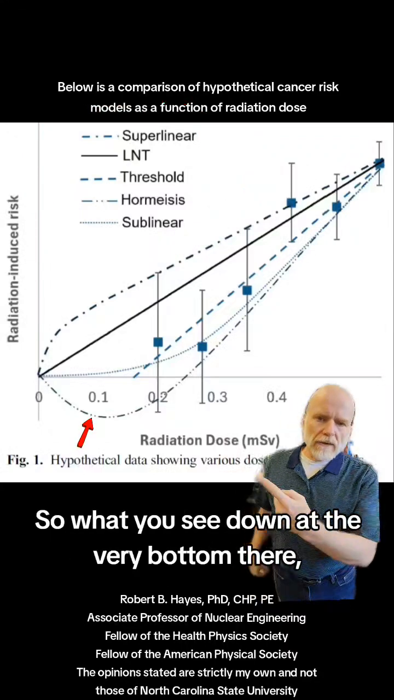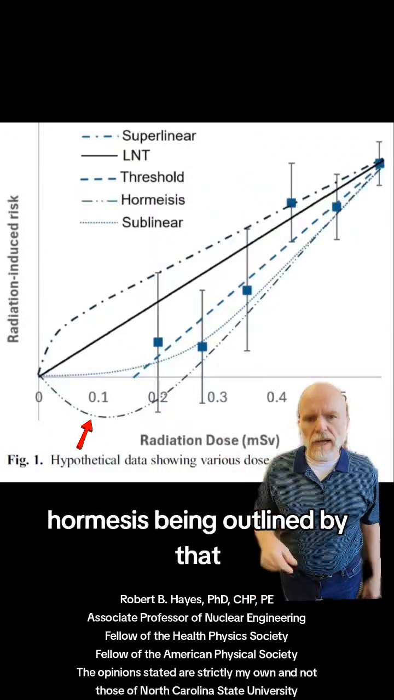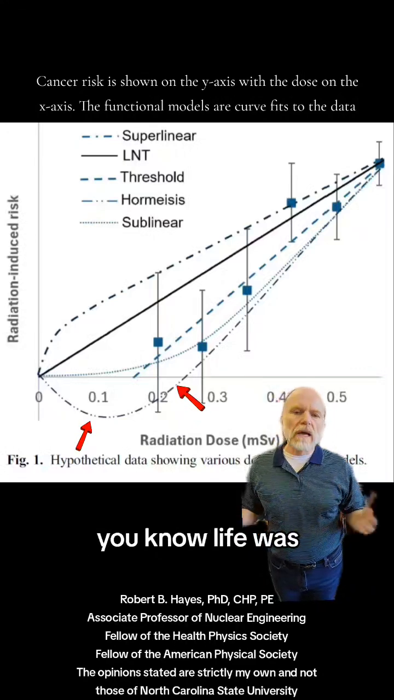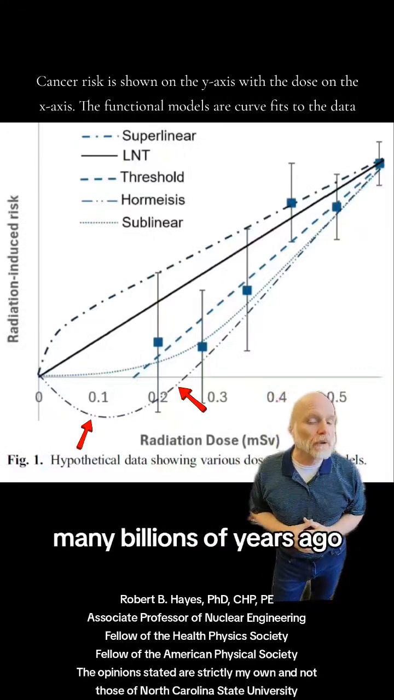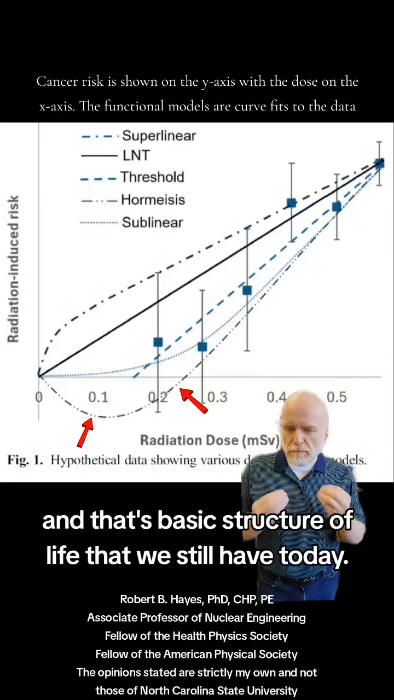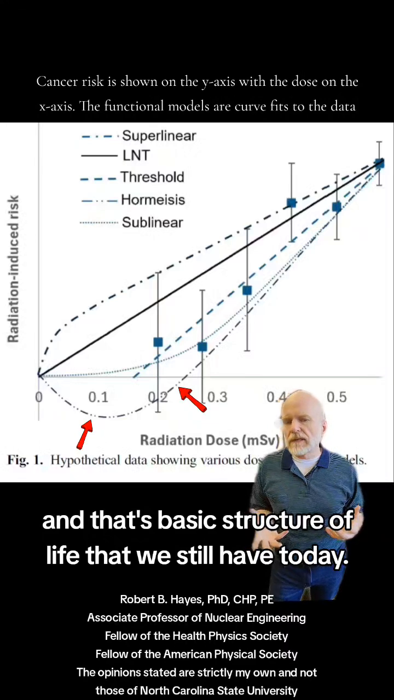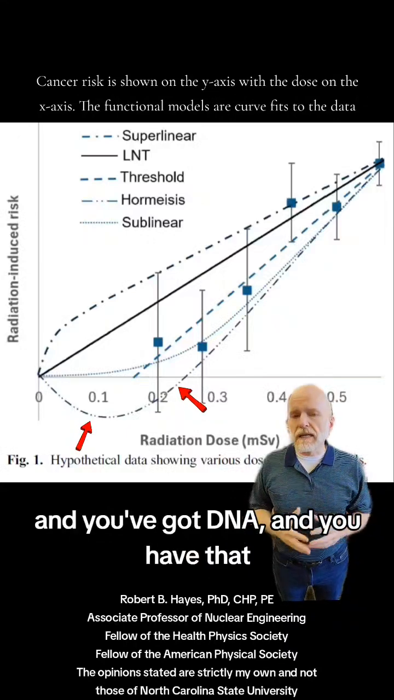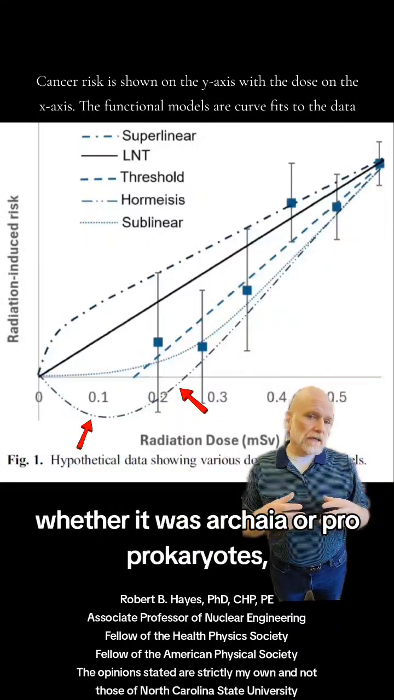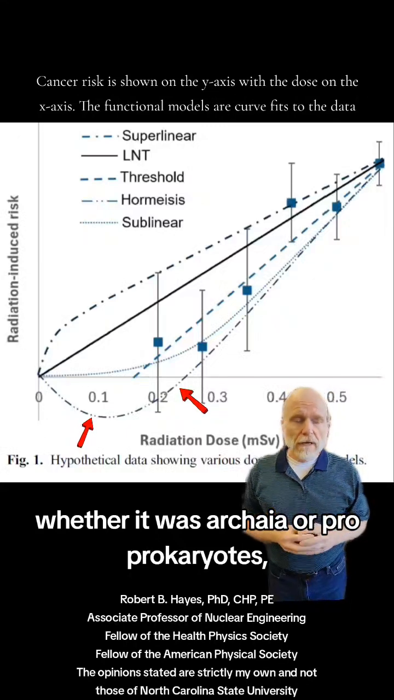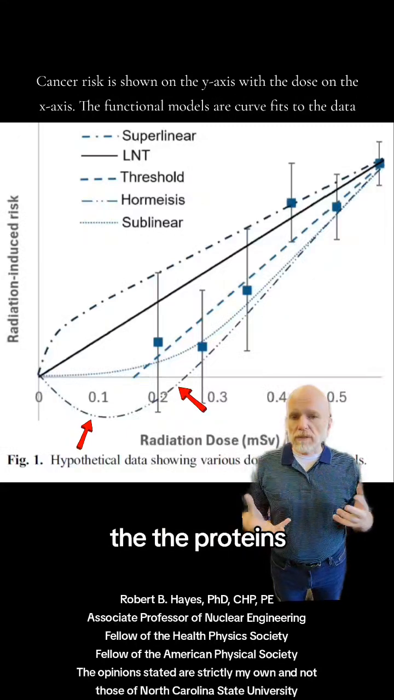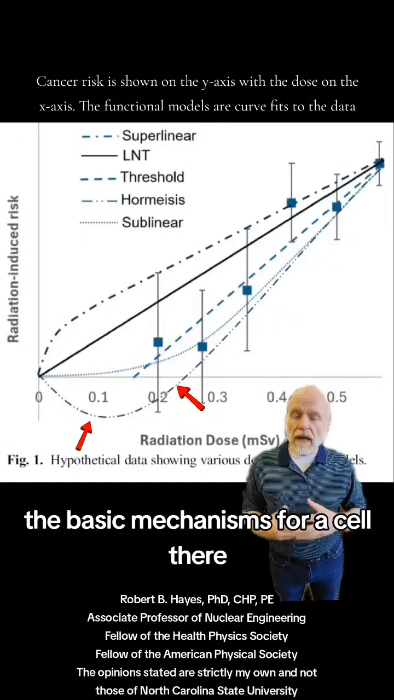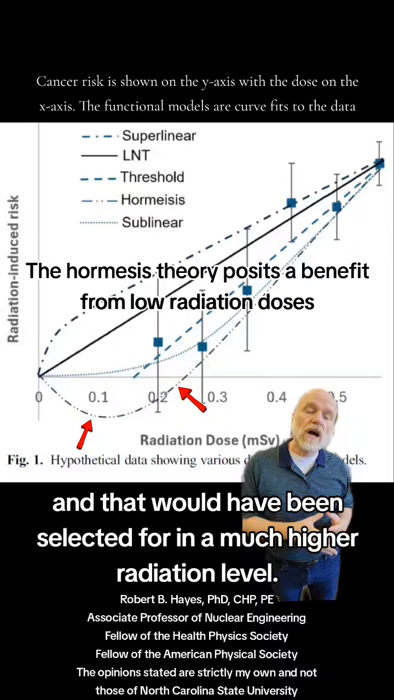So what you see down at the very bottom there, hormesis, being outlined by that arrow. With hormesis, the theory is that, well, life came around many billions of years ago, and that basic structure of life that we still have today with a cell, where the cell is a phospholipid bilayer, and you've got DNA, and you have, whether it was archaea or prokaryotes, the proteins, all of the basic mechanisms for a cell there, and that would have been selected for in a much higher radiation level.